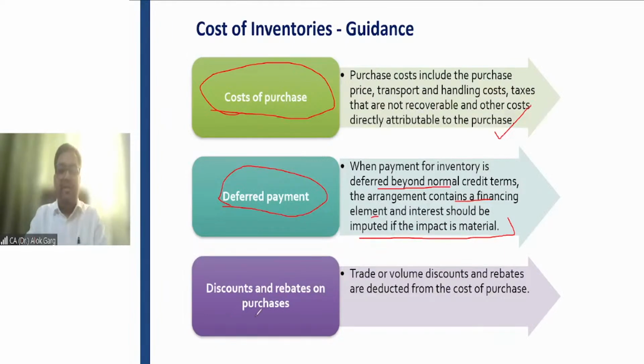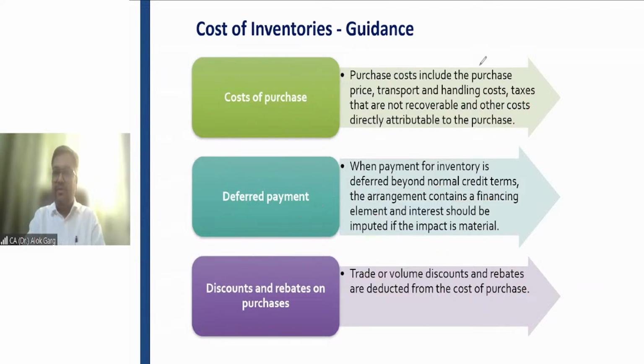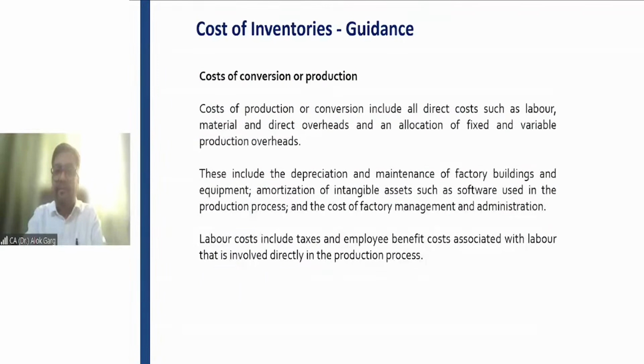Discount and rebate on purchases. You are buying in bulk. You are buying, let's say, 10,000 quantity and you are getting a discount of 5% upfront. In that case, this trade or volume discount and rebates are deducted from the cost of purchases. Right? So this was the guidance about cost of purchases, cost of inventory.